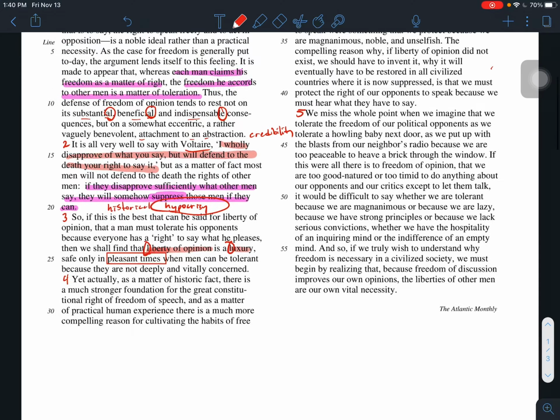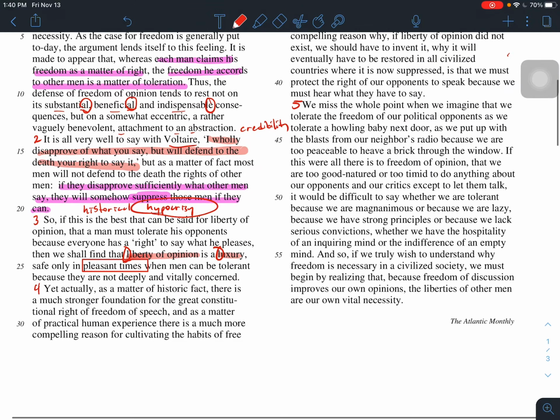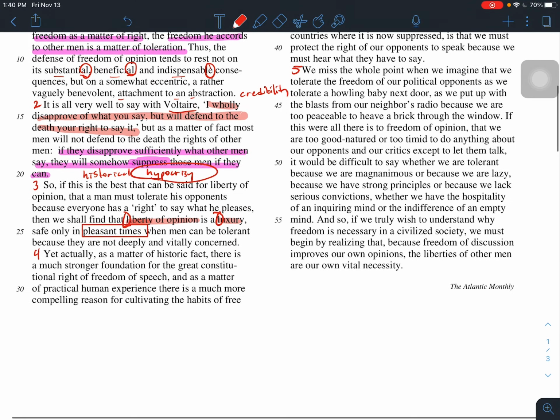So that seems to be the main message, the main argument that he's got, that this is a dilemma that needs to be addressed. So let's see how he does that.